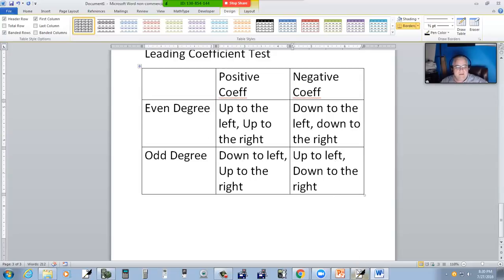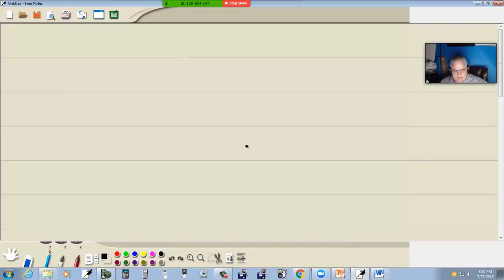Okay, so let's make up a problem, and we're trying to determine the end behavior. Let's say we got f of x is equal to 4x to the fourth minus 7x plus 2. And again, the end behavior is what we're wanting.